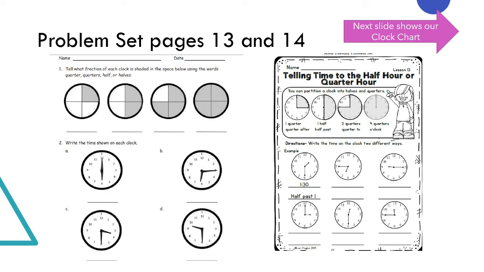On the next one, I see three parts shaded in. Is that showing quarters or halves? On the last one, on number 1, the whole thing is shaded in. So is that showing 2 quarters or 2 halves? Number 2, write the time shown on each clock.